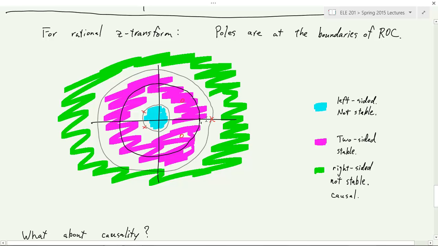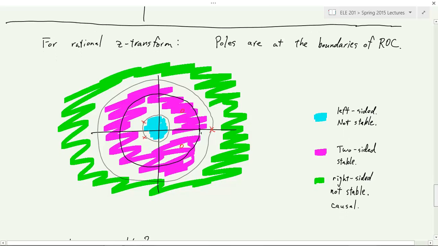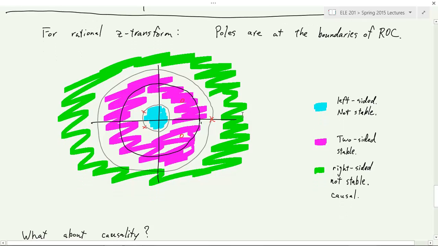up to a certain exponent. Okay, then the green is a right-sided signal because it has no outward boundary. It's not stable because the unit circle is not in it. And we'll talk about causality in a second. But out of all of the signals that have the same pole-zero plot, only one of them could be stable, right? Because only one can contain the unit circle. Now let's talk about causality.